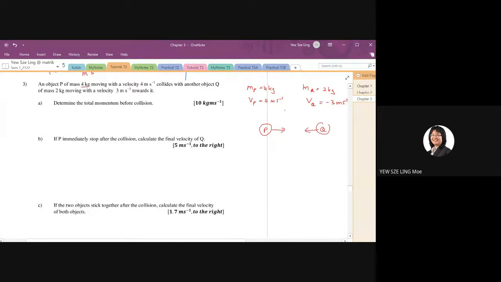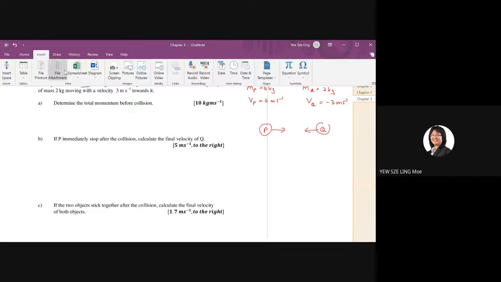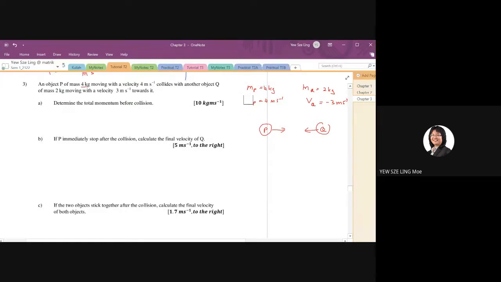So I have the information already. Actually, the more precise symbol should be U, before collision. So I have a U P, and then I have a U Q. So this is before collision. Determine the total momentum before collision. So sum of P initial equals M P U P plus M Q U Q, which is then equal to 4 plus 2 times negative 3.